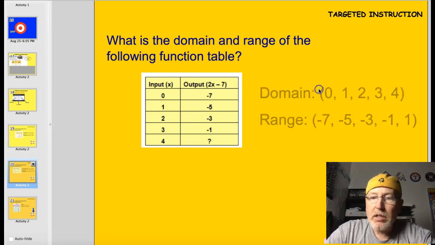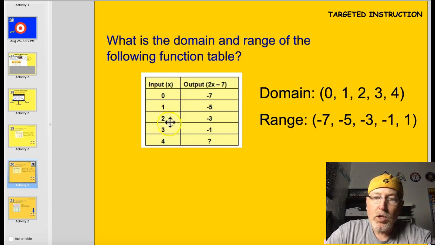All right, let's see how you did. The domain: 0, 1, 2, 3, 4. Notice how I put them in parentheses and commas in between. That's called set notation. That's the way we usually do this. And then the range: -7, -5, -3, -1, and 1.